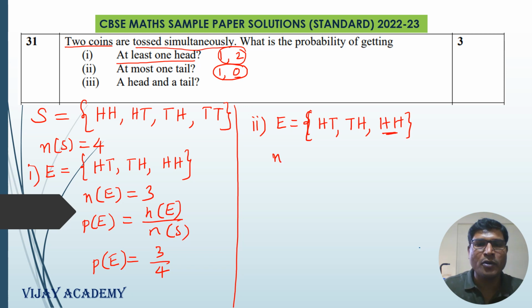So this also will be counted under at most one tail. So the number of favorable outcomes for at most one tail is 3. So the probability of getting at most one tail is 3 by 4, that is n(E) by n(S).